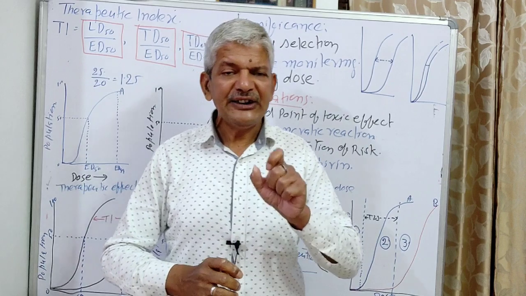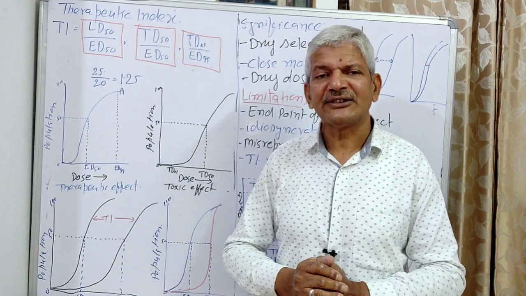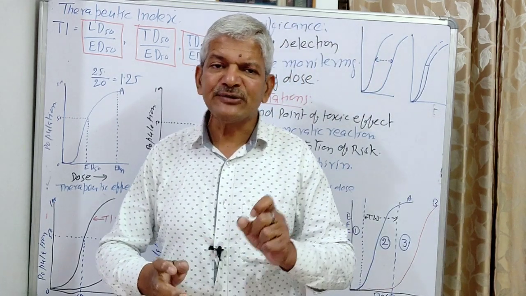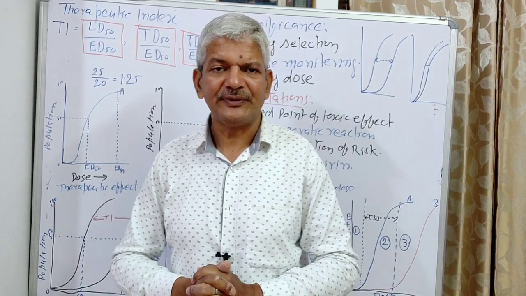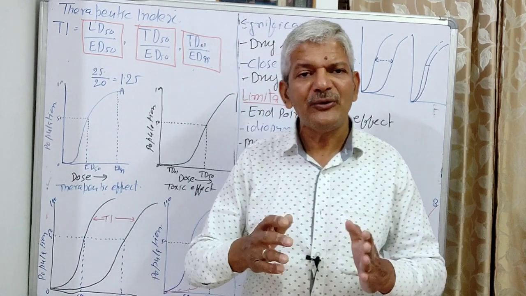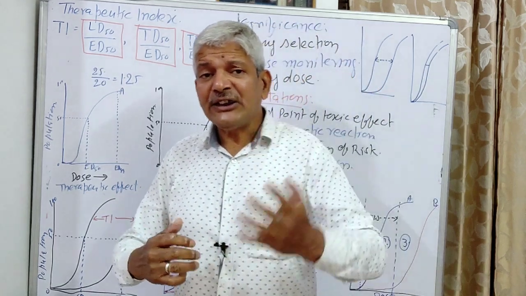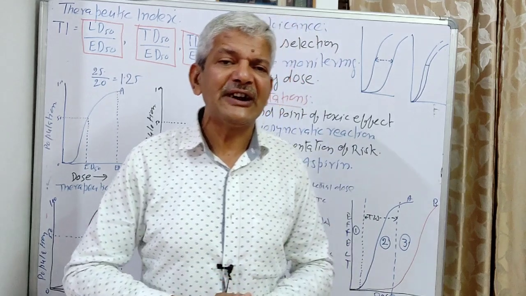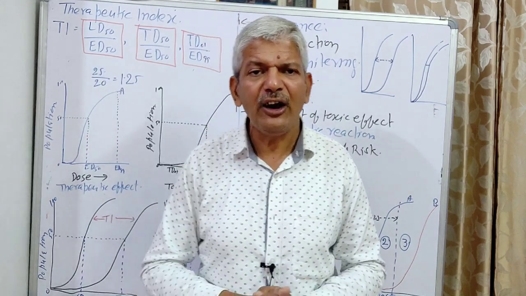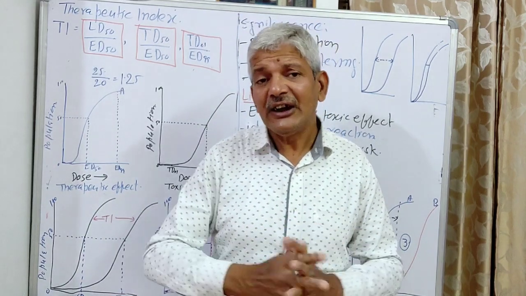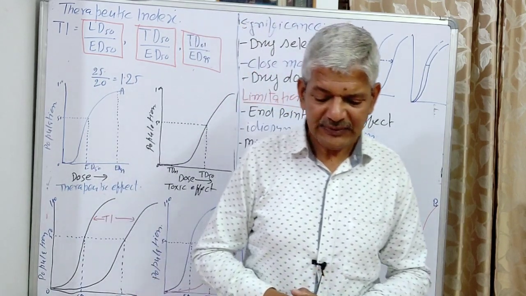And third one is deciding the frequency of the dosage. Suppose the drug has a low therapeutic index. In that case, we will give the drug in small quantities at frequent intervals, so that it can produce minimum or very little lethal effect. If the drug has a high therapeutic index, in that condition, we can give the drug in a large dose with low frequency of administration, once or twice a day. So these are the benefits, the importance, the utility of the therapeutic index.